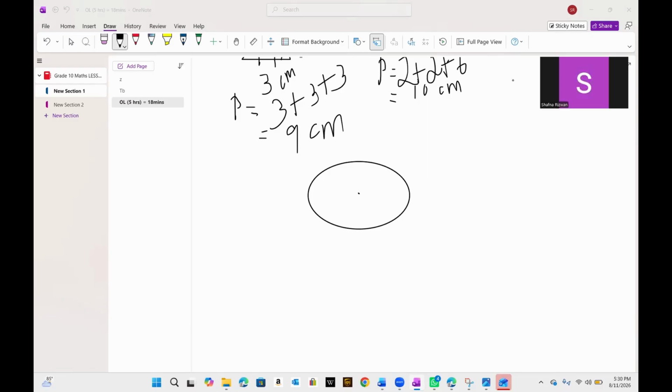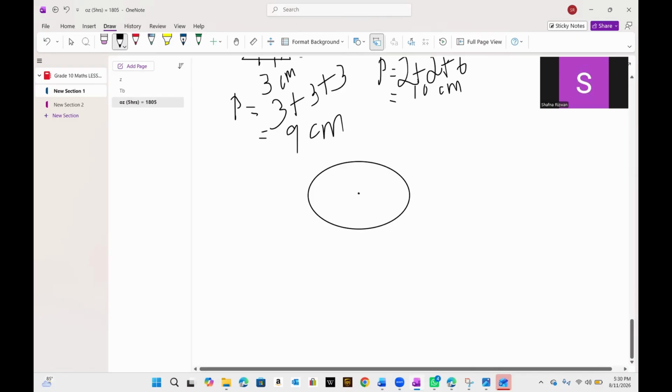You know, right, what is a radius? When it comes to a radius, if you take a point, this is the center point. From the center, if you drag a straight line towards a point on the circle, that straight line is known as your radius.